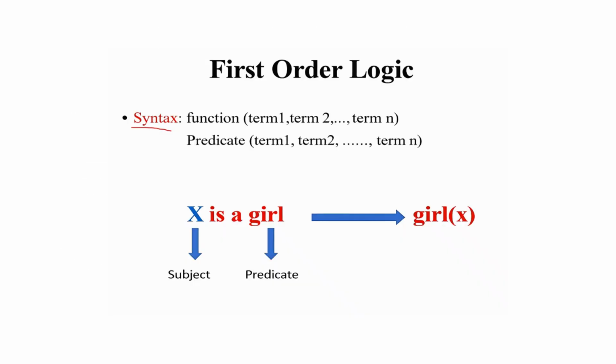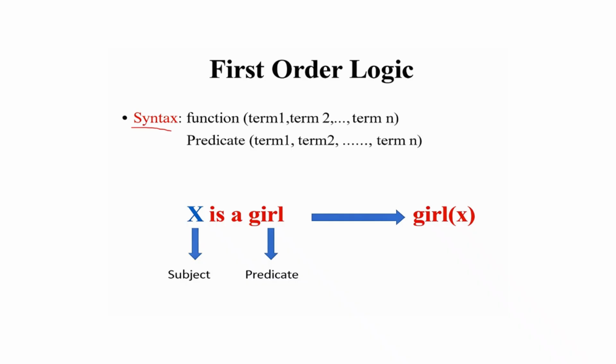Next, a proper example of first order logic. Consider the sentence "X is a girl." Here X is the subject, and "is a girl" is the predicate. First order logic represents this as girl of X, written as girl(X). So X is connected to the girl. This shows how natural language can be converted into formal language expressions.